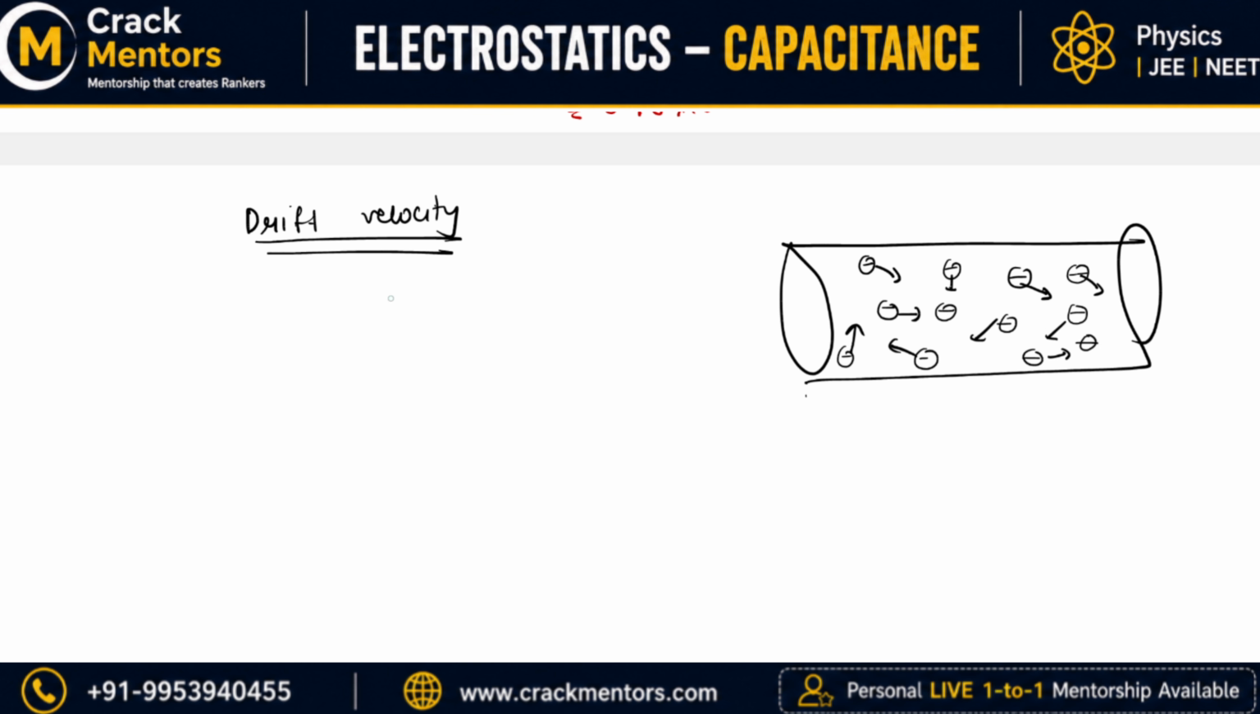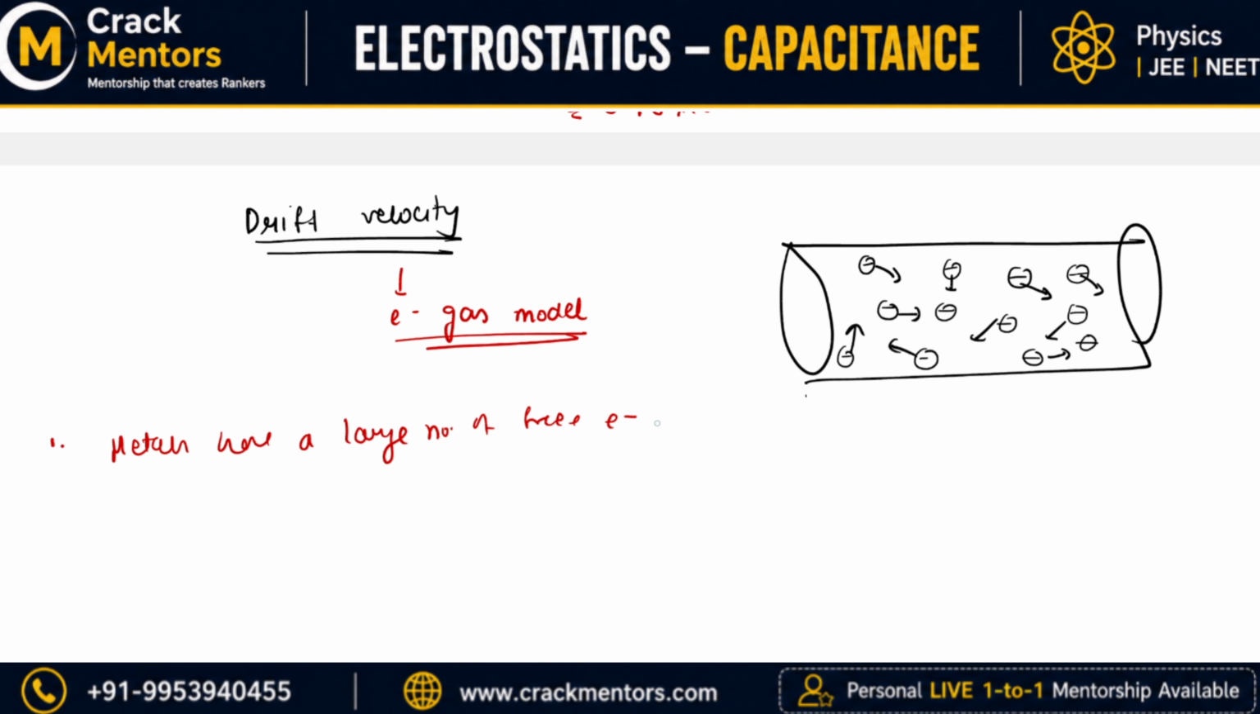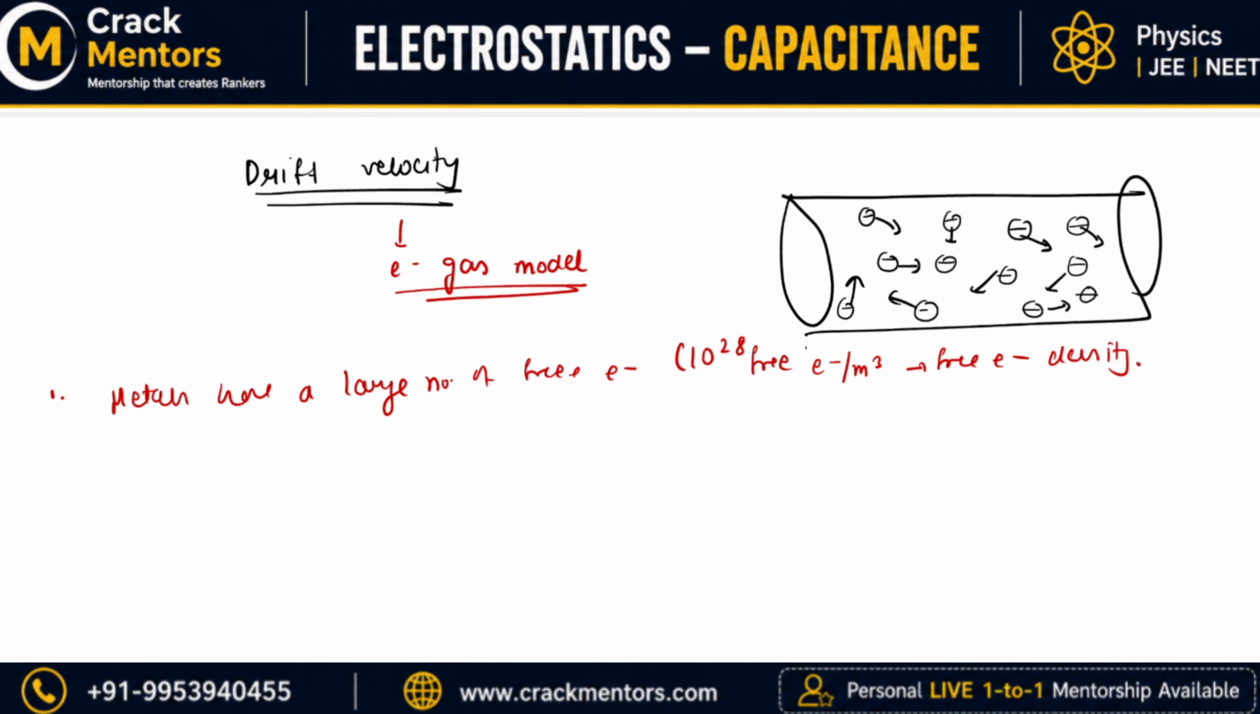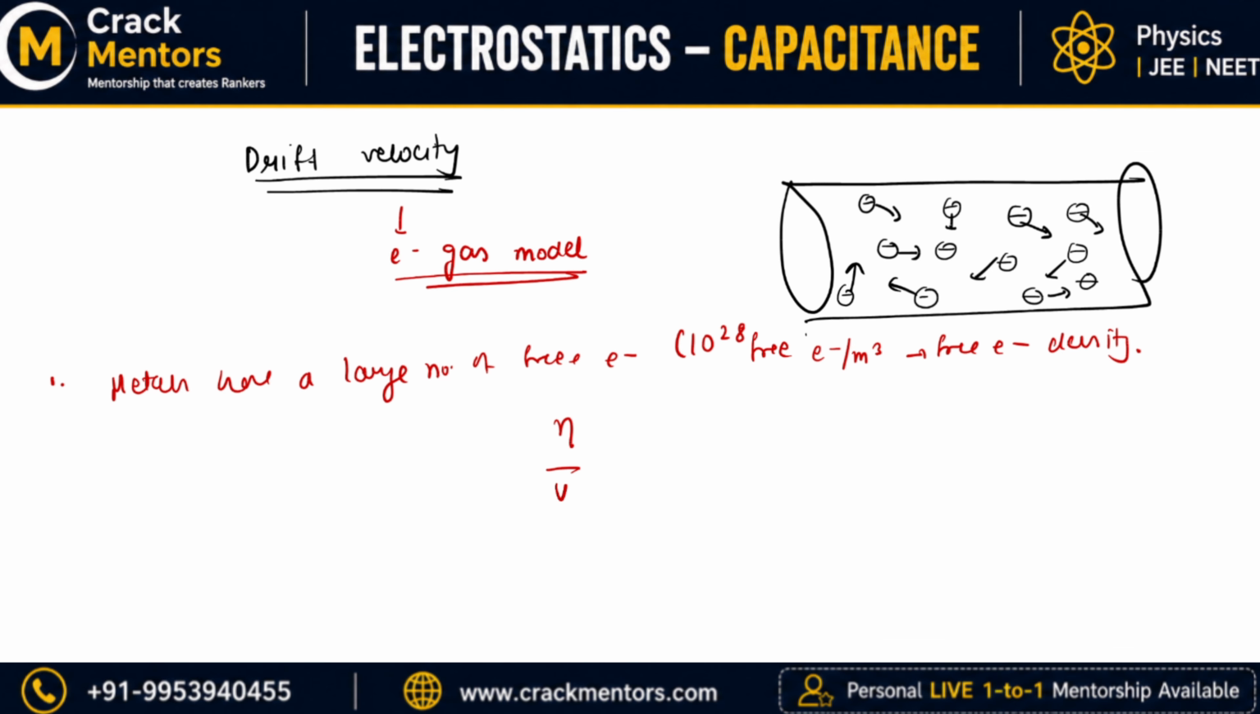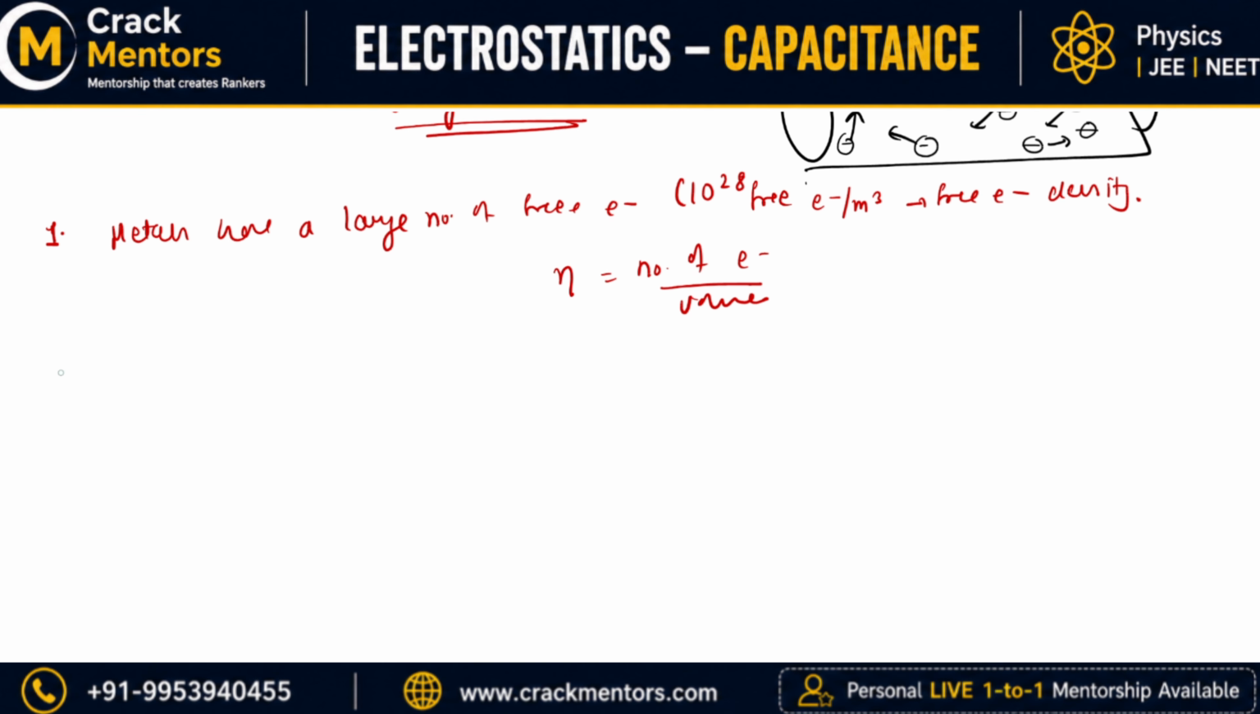This drift velocity is first based on the electron gas model. First, remember, it is based on the electron gas model. Now what does it state? It says that metals have a large number of free electrons. Almost how much? An average idea is 10 to the power 28 free electrons per meter cube. This is known as free electron density, referred to by the symbol n, which means the number of electrons per unit volume. Got it? So the concept says that a metal usually has a very large number of free electrons inside it.